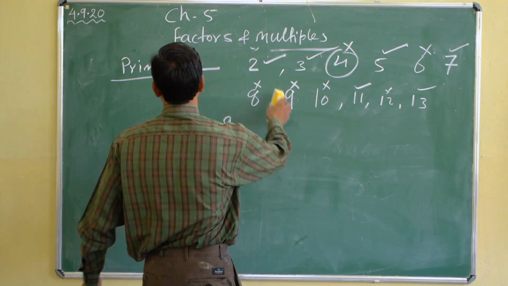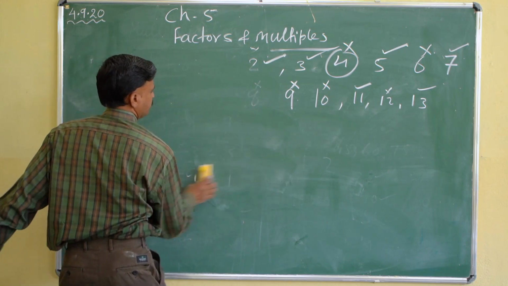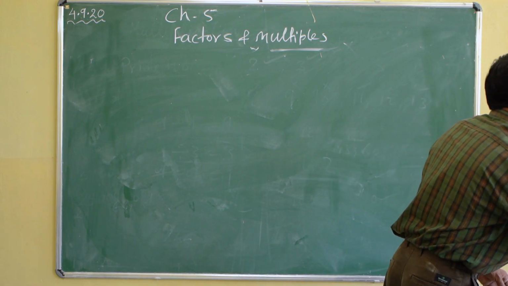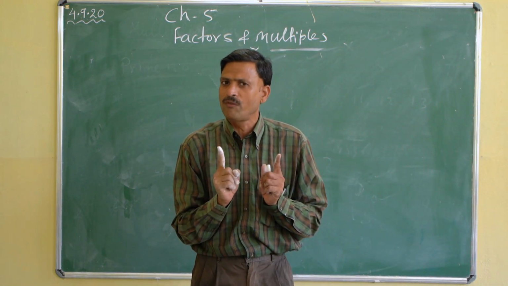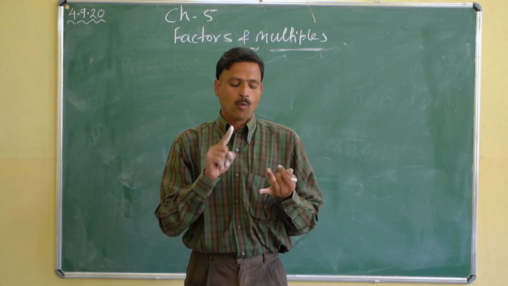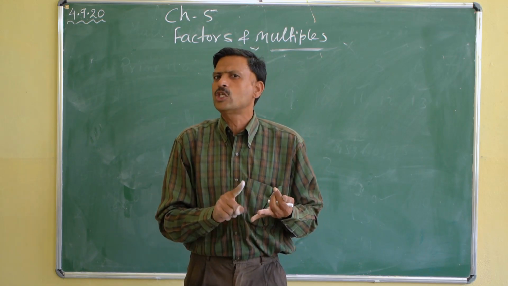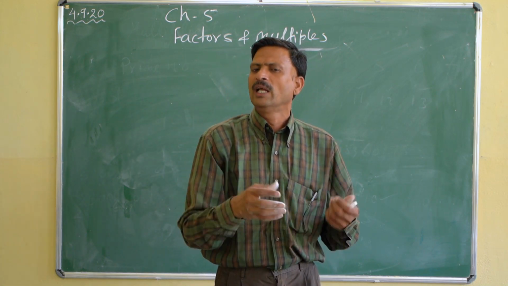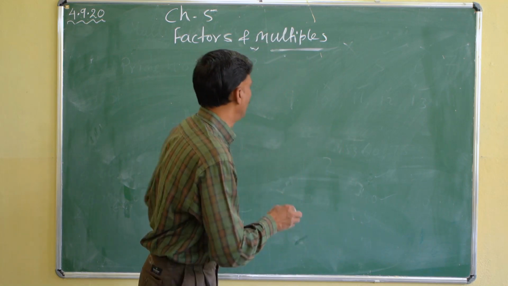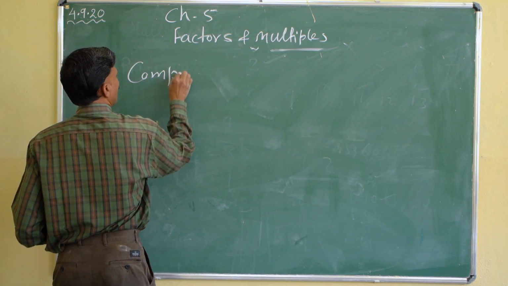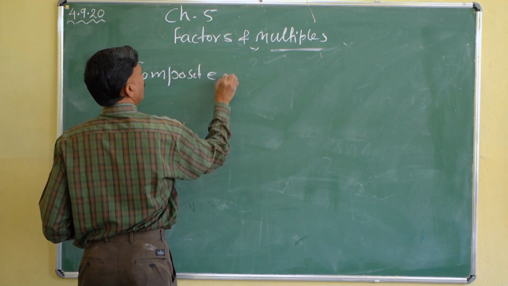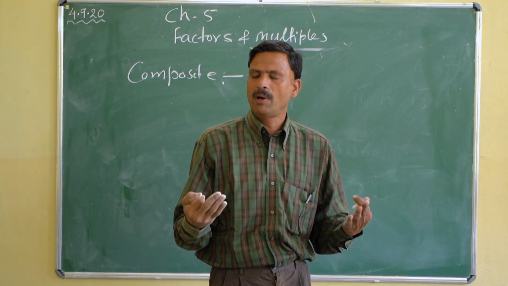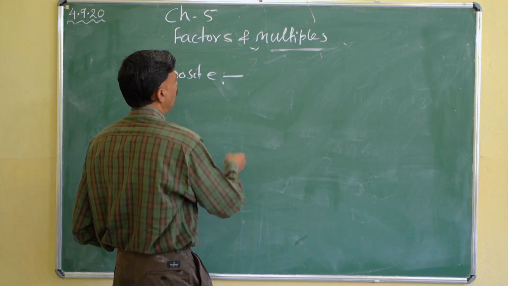Just opposite of it, the number having more than two factors, meaning the number is divisible by 1 and by itself, and other than these two factors, if there is any other number by which it is also divisible, then the number is called a composite number. Which number? Composite. The number having more than two factors is called a composite number.